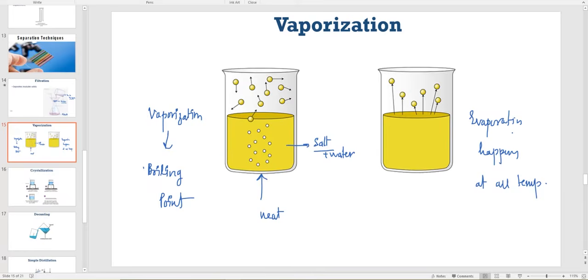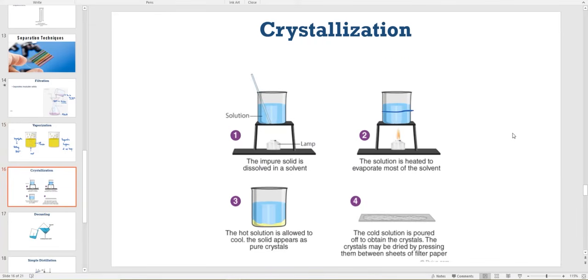So moving on to crystallization. Crystallization is a technique that is used to separate a soluble salt by cooling its saturated solution. So first we need to know what a saturated solution is.